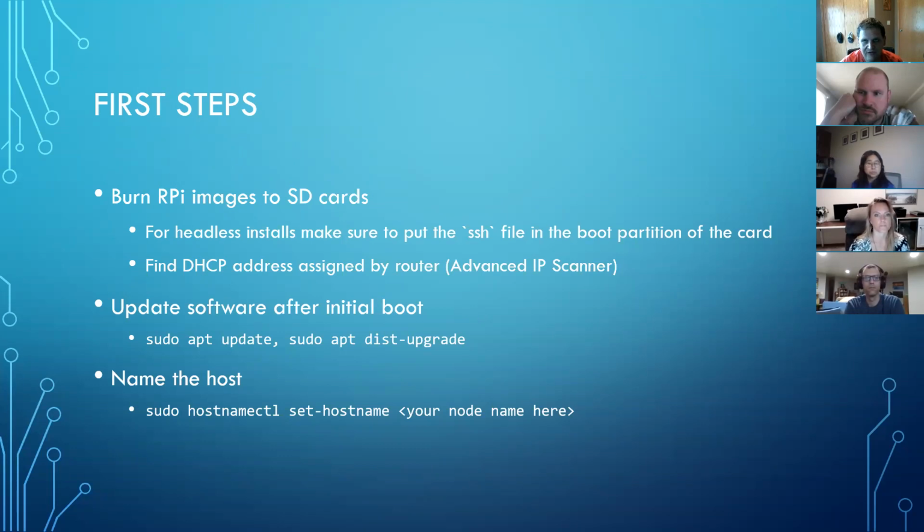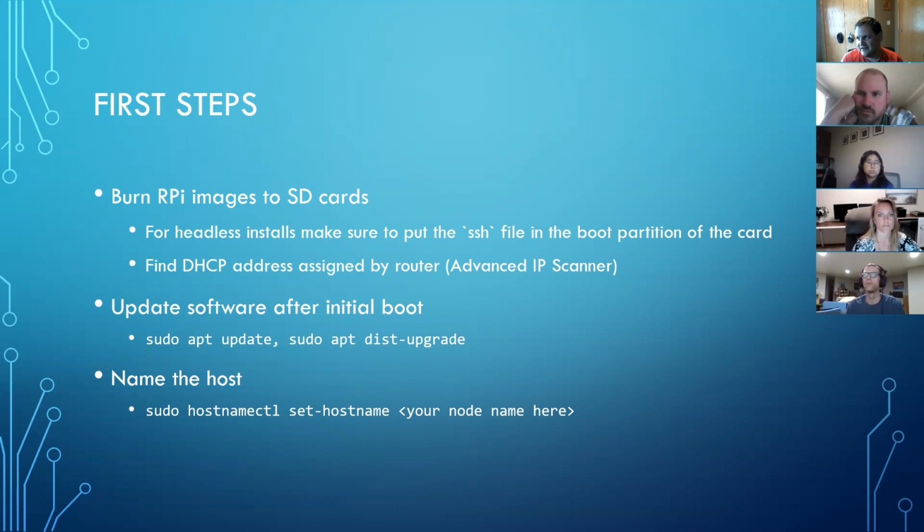When you burn the card, there are 2 partitions on the SD card. There's the Linux partition that Ubuntu boots off of, and then there's the boot partition, as it's called. The boot partition is written in a FAT file system, so you can see it on Windows, Linux, or a Mac. If you literally just put a file in the boot partition named SSH, that's it. That file triggers on the first boot, and when the Raspberry Pi comes up, it enables SSH.